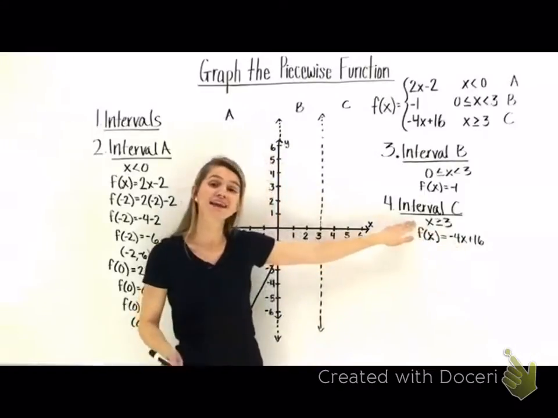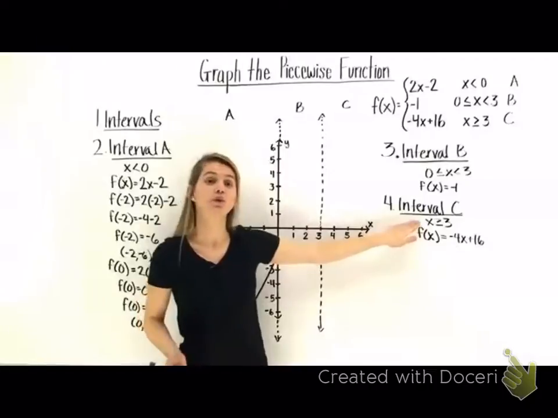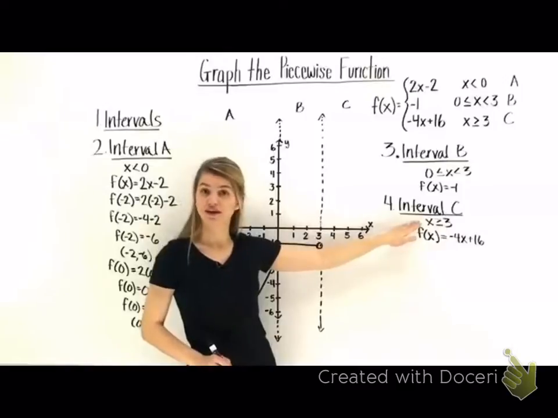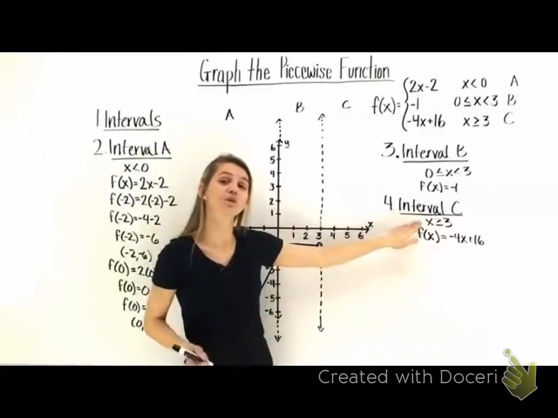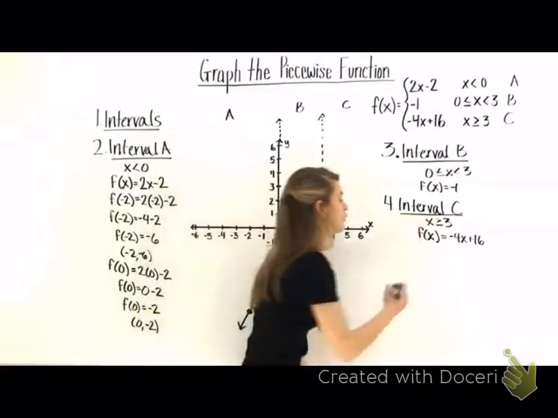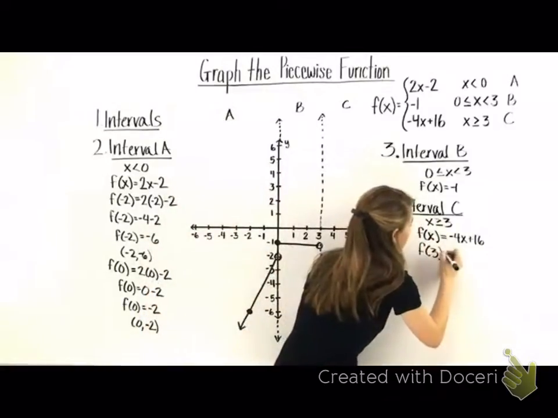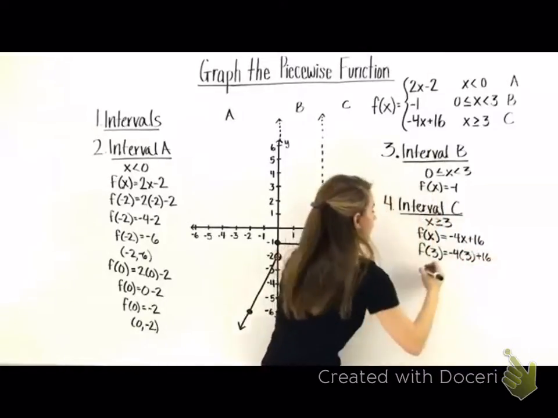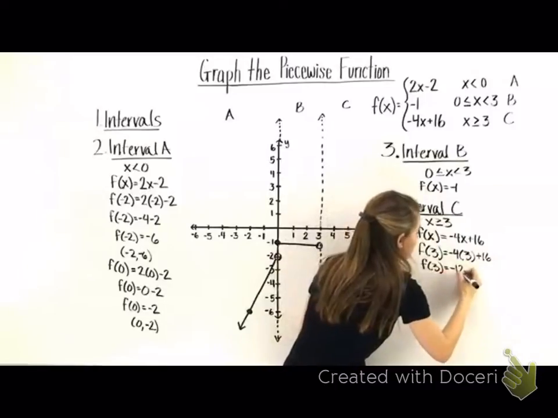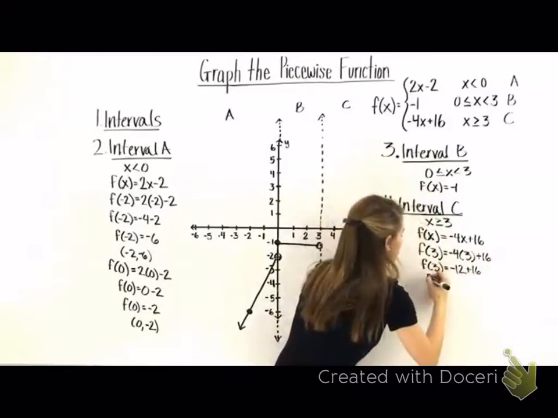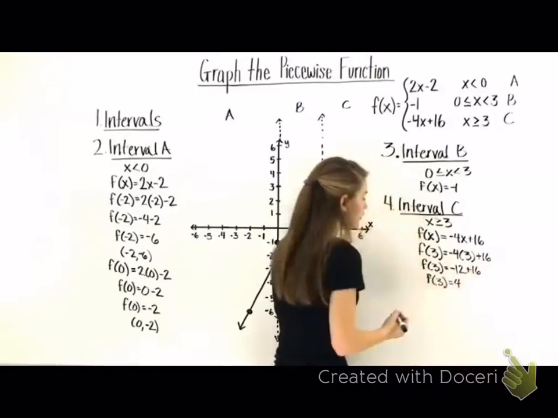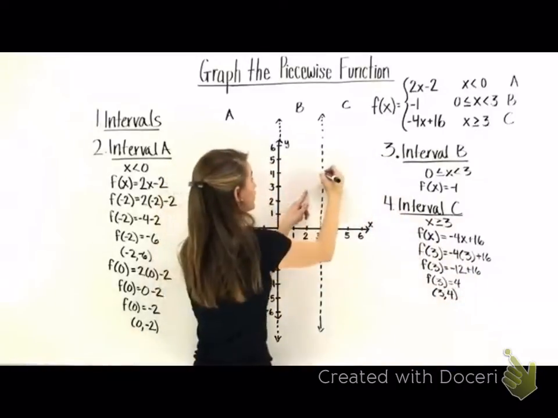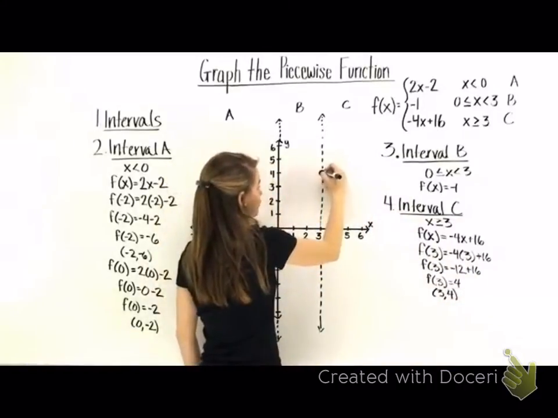Again, we can pick any x values we want, but we might as well pick x values within our interval, or at our endpoints. Let's begin with the endpoint, when x is equal to 3. Here, the endpoint is included, so we're going to have a closed circle when x is equal to 3. f of 3 is equal to -4 times 3 plus 16, which is -12 plus 16. So f of 3 is equal to 4. So we need to graph the point 3, 4, and we have a closed circle at this point.